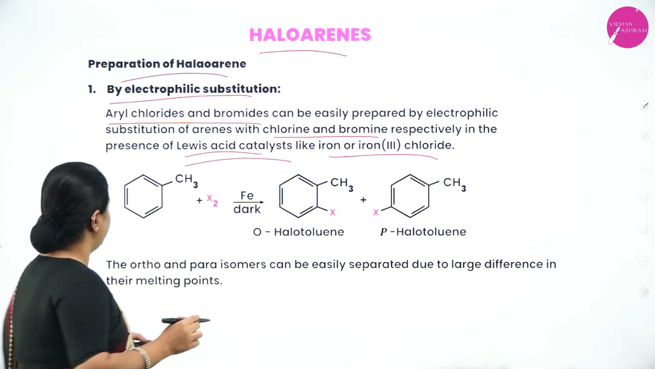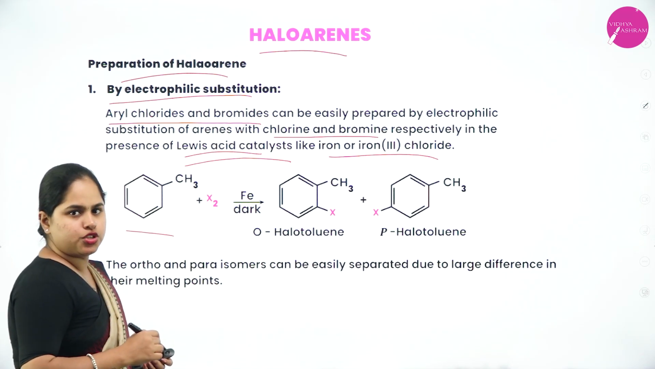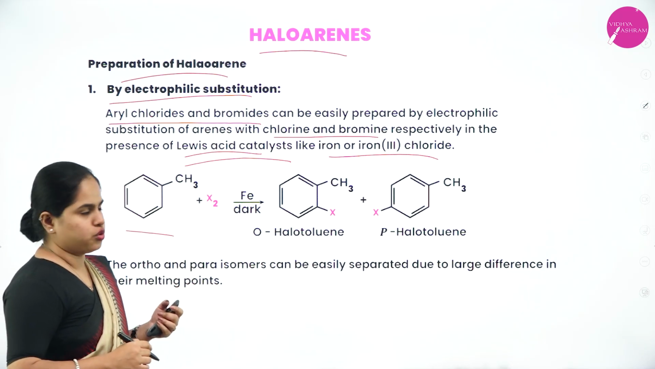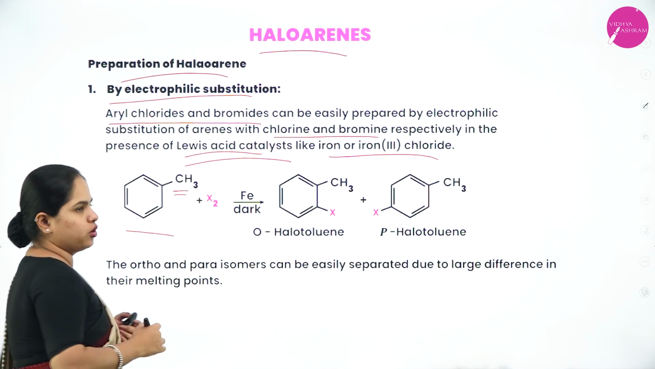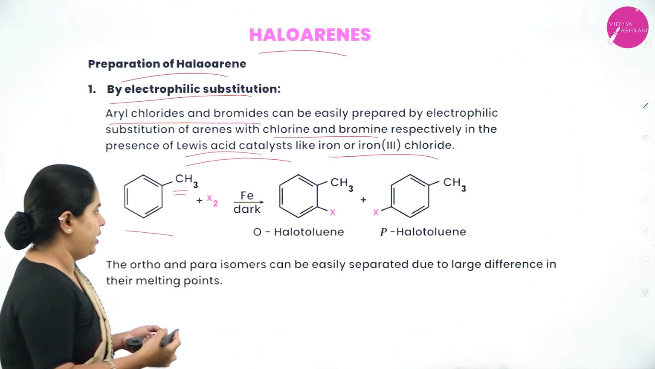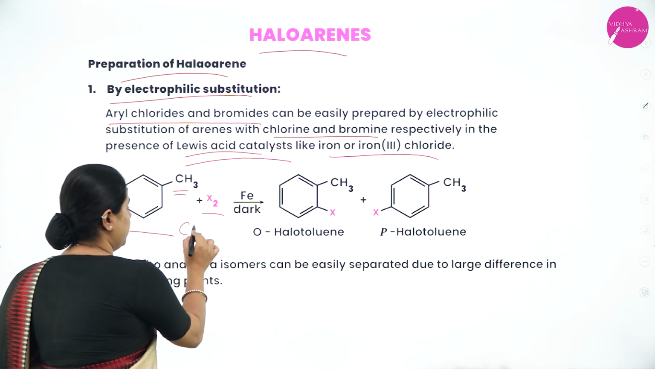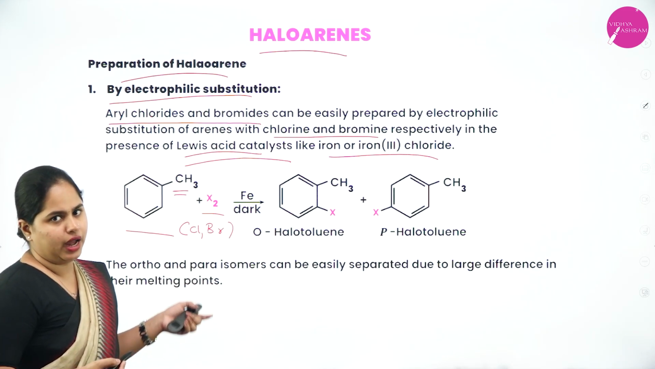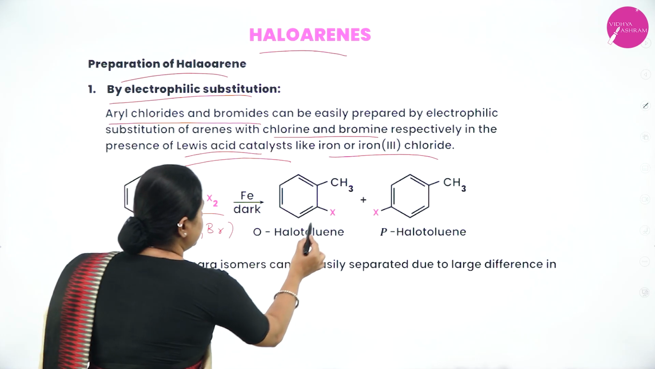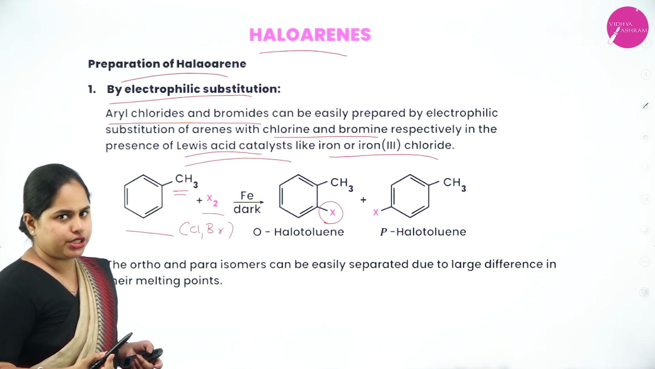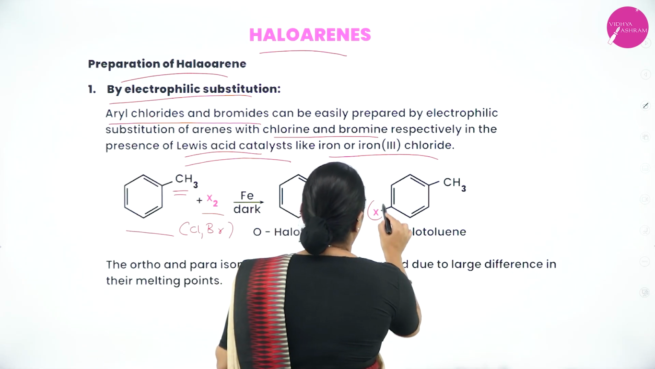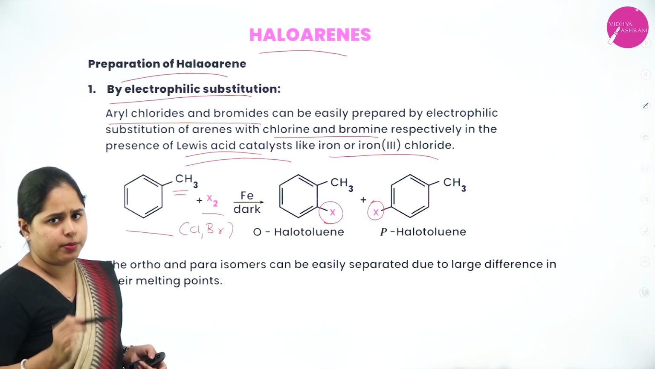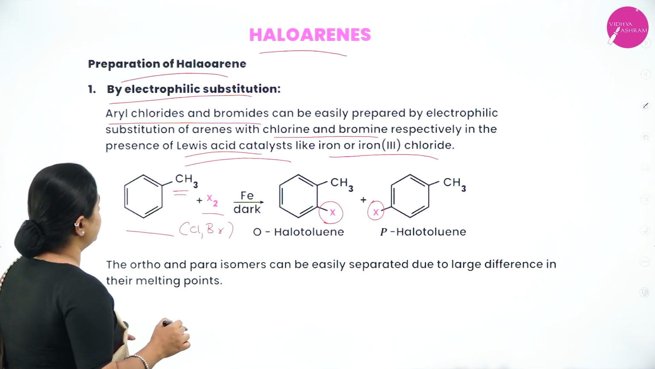Okay, so we have taken toluene here. What is toluene? A methyl benzene is called toluene. That is, on benzene you have a methyl group to which we add X2. X2 stands for either chlorine or bromine, that is your halogen. What happens in presence of iron? Yes, in the ortho position, your halogen can be substituted, or else in the para position, the halogen will be substituted.